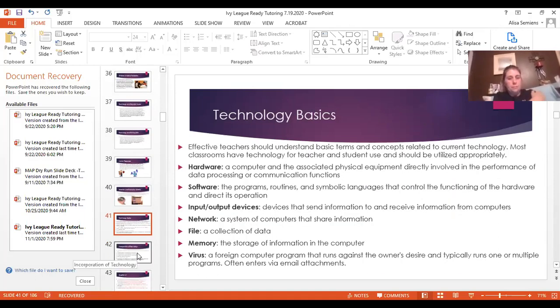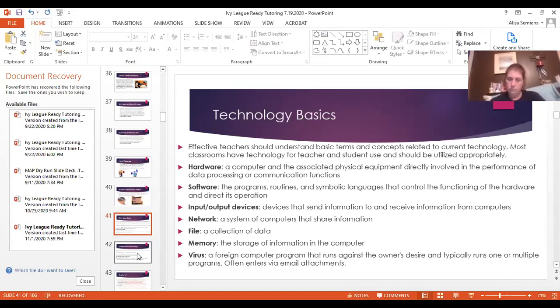So, technology basics, right? Because we know at the end of the day, teachers don't need to be computer experts. We just need to know the basics. The effective teacher should understand basic terms and concepts related to current technology. Most classrooms have technology for teacher and student use, and it should be utilized appropriately. Hardware is a computer and the associated physical equipment directly involved with the performance of data processing or communication functions. Then you have the software, which is the programs, the routines, or the symbolic languages that control the function of the hardware. So you've got the hardware, and the software is basically the brain.